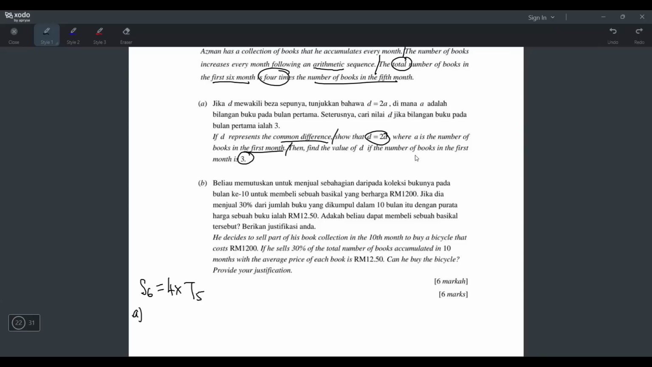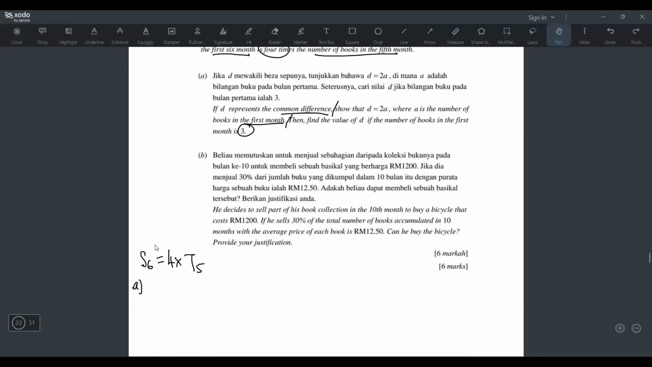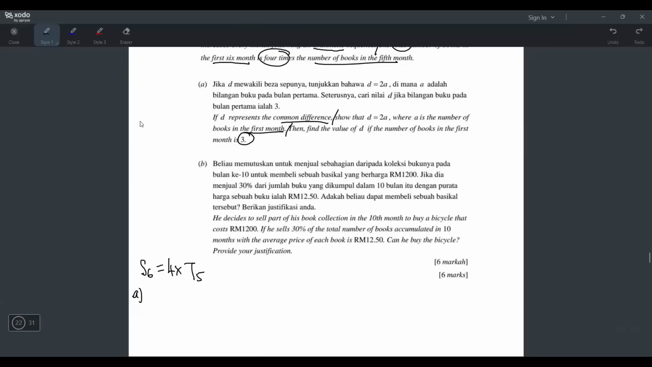But they did request us to show that D equals 2A. So I think I have to show this first, and then only write the 6, then only take 3 times 2, right? So how to show that D equals 2A? I think I have to use this information. It's the only way, the only information that I have now. So I have to use this to show that D equals 2 times A. Okay, let's write down the formula for Tn and Sn.